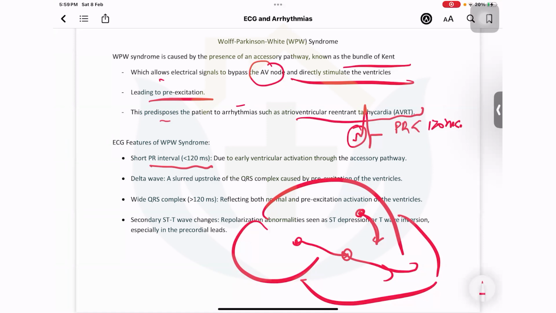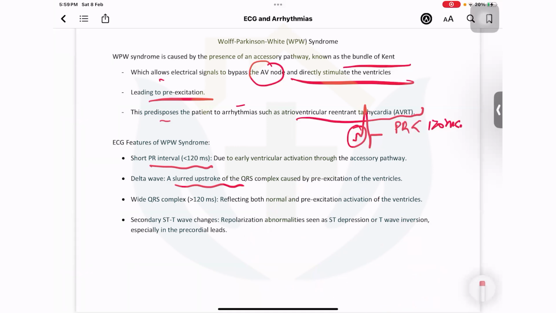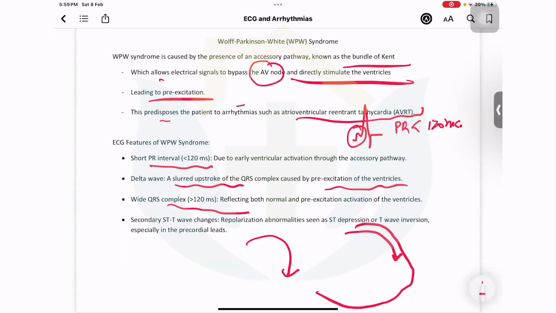Delta wave will be there, a slurred upstroke by the QRS, because the ventricle also was not expecting that a wave will come and I have to contract beforehand. So that is why that is called pre-excitation of the ventricles. Again, because it is conducted directly, the QRS will be broad, and let us say the pathway is entering into the left ventricle. The right ventricle will be conducted late because it is going from ventricle into other ventricle. So this patient will classically have a right bundle branch pattern.